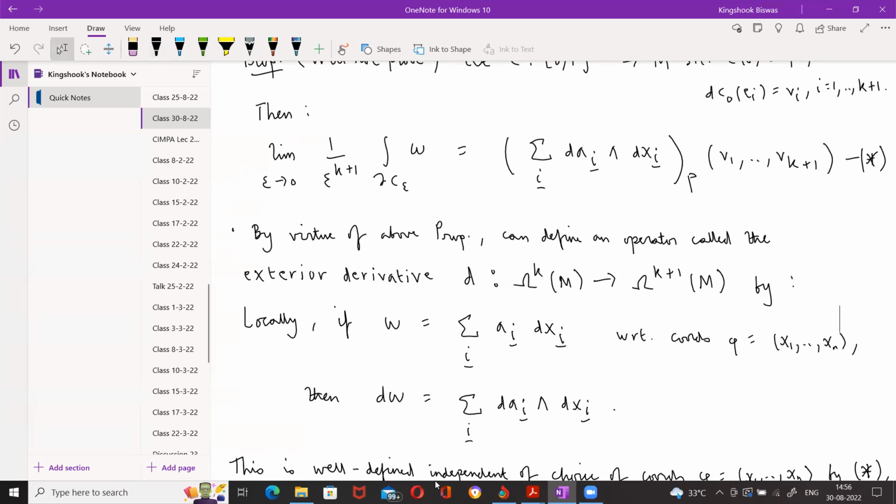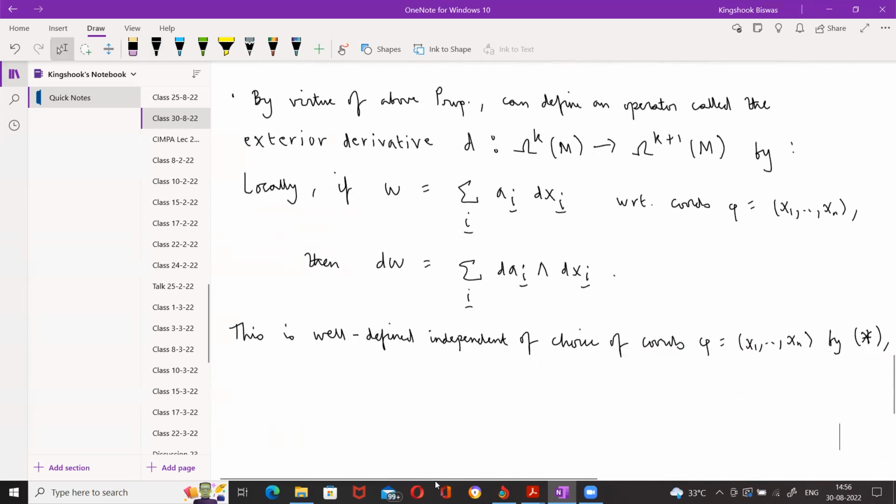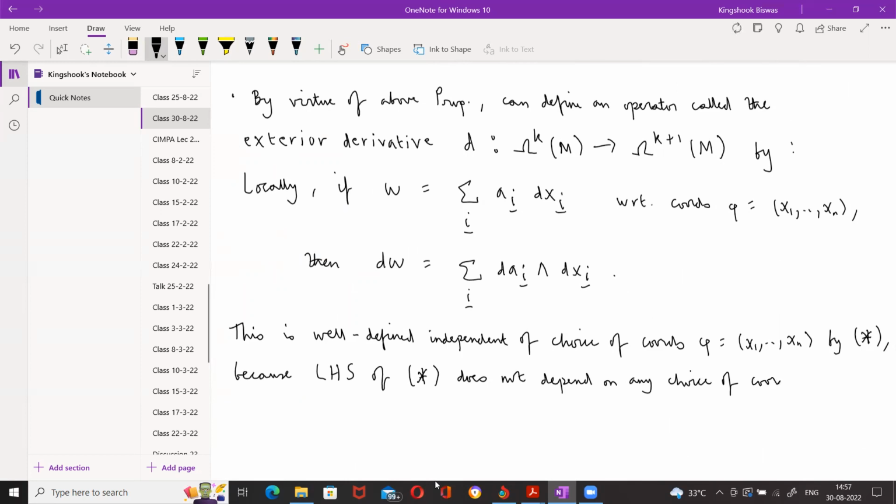Okay, so this is because the left hand side of star does not depend on any choice of coordinates. Is this clear? Okay.